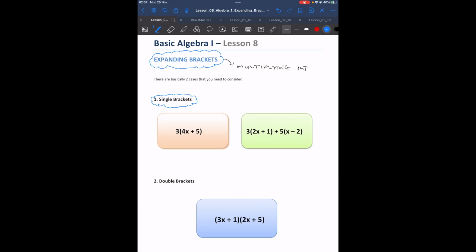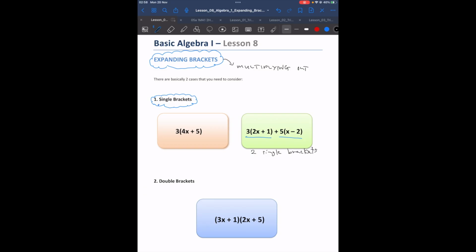If you look at the next example, you've got two single bracket expressions here. The first part of the expression is 3 bracket 2x plus 1, and that's separated by a plus sign, and then we've got 5 bracket x minus 2. So in this example, we've got two single brackets.